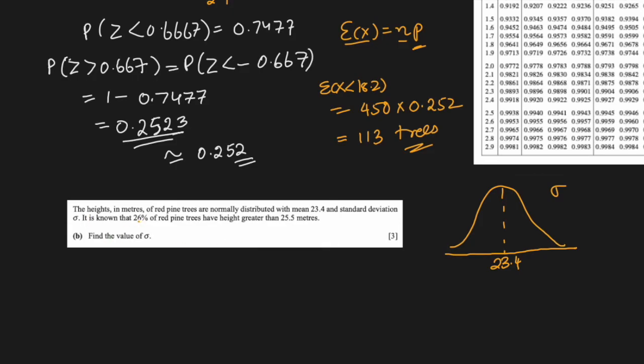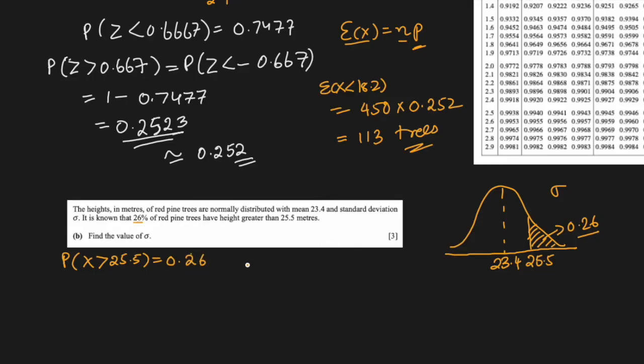It is known that 26%, so the probability is already given to us, 26% of the red pine trees have height greater than 25.5. So let's say 25.5 is here. So this probability of greater than 25.5 is 0.26. Yeah, 26% is 0.26. Find sigma. So we'll go in reverse here in this case.